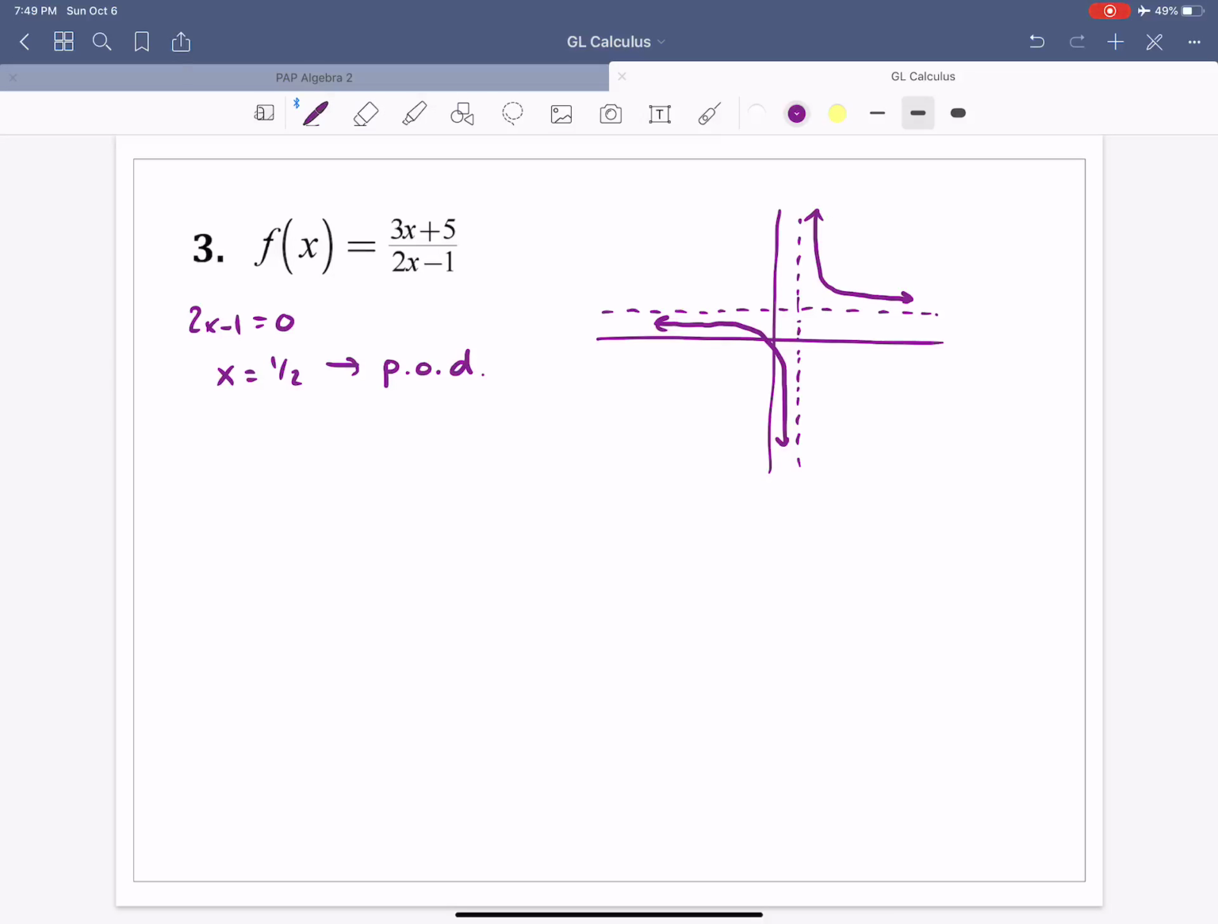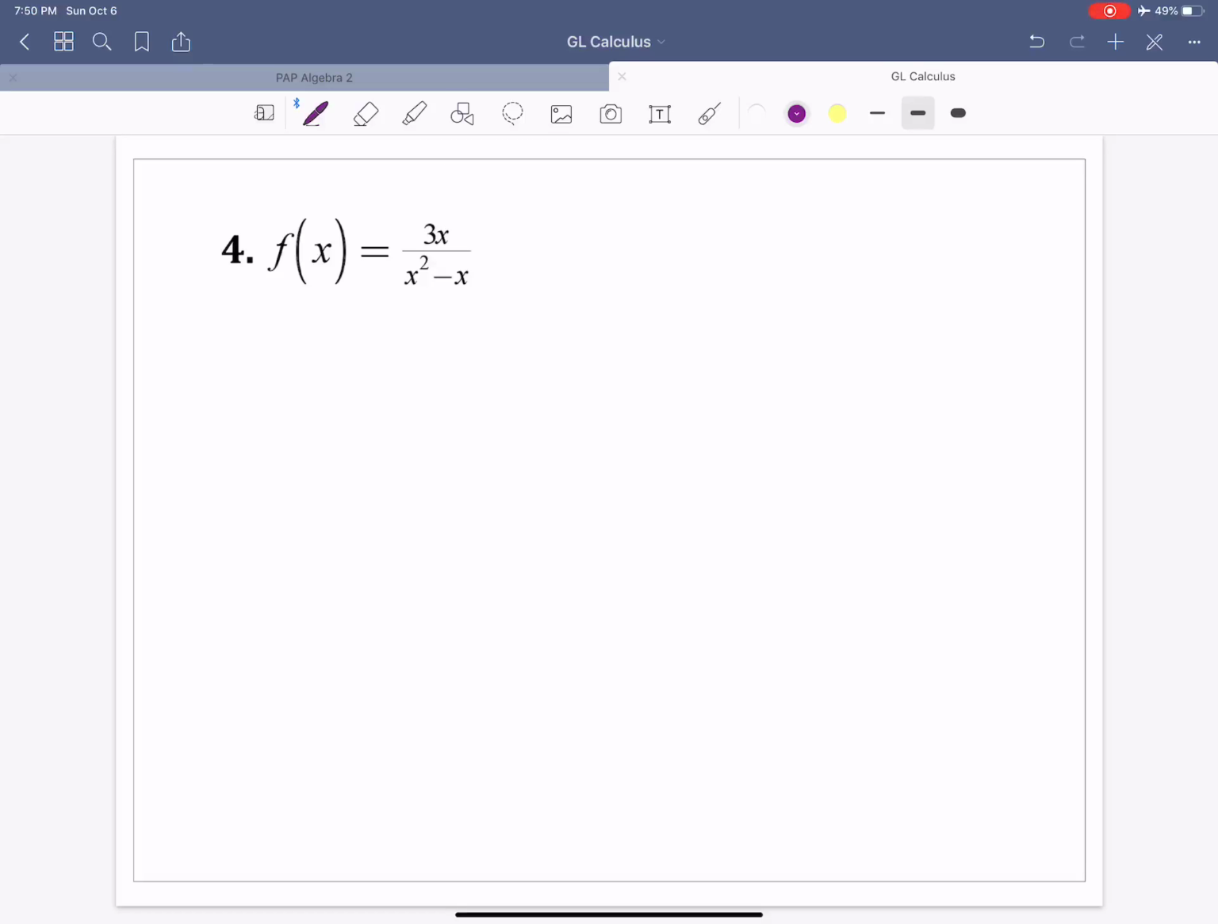Now, as you can see from this graph, as you approach x equals 1/2 from the right side and from the left side, that limit does not exist, and it's not just a hole. It's a jump, so this is what we would call non-removable. Remember, the only time it's removable is if you have a hole. Next problem. Again, another rational function that we'll look at.